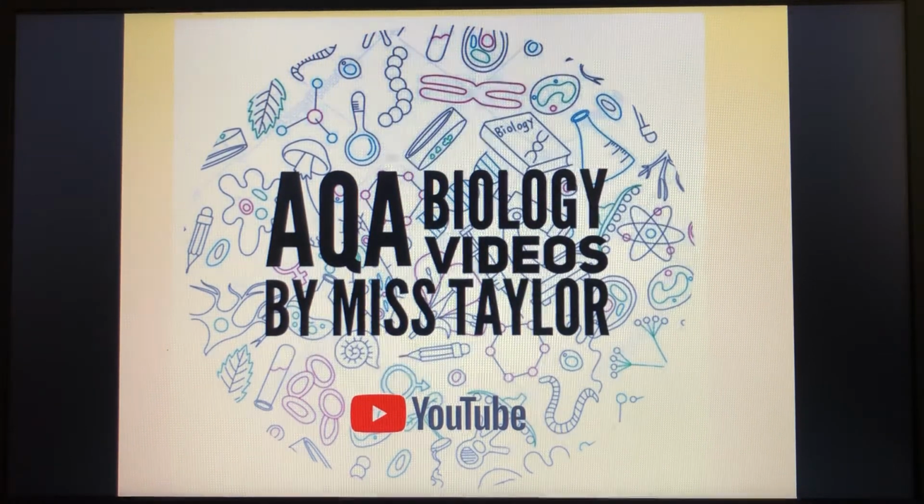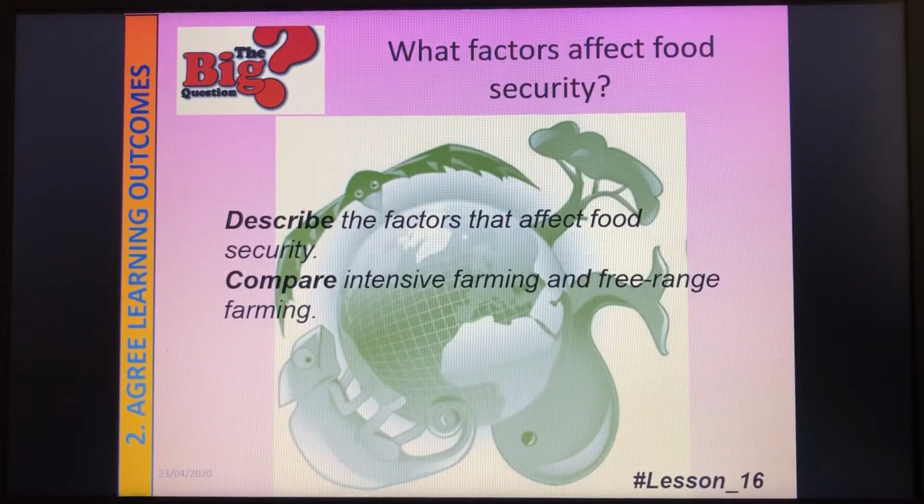Hi Year 10, this is our penultimate lesson of the topic B7. We've got 2 triple science lessons left and then we have finished the topic. So let's have a look at our title for today. What factors affect food security? So writing in our books please, what factors affect food security?